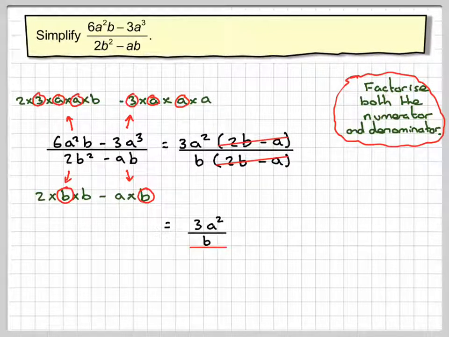And then we're left with a final answer of 3a squared over b. So when simplifying algebraic fractions, you need to factorize first, if possible.